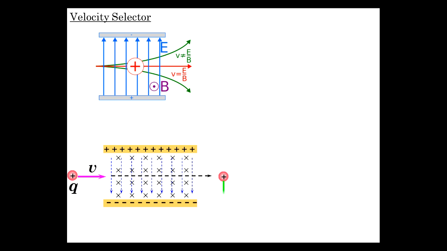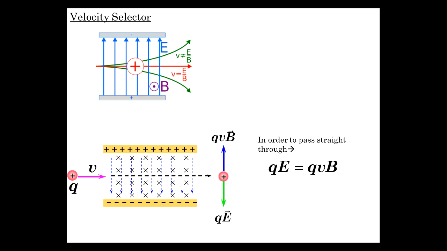So how does that look? Well, the electric field will push down on it, so we have a QE force. The magnetic field: fingers into the screen, thumb to the right, palm is up. So that pushes up on the charged particle with a QVB force. To pass straight through, those have to be equal. The Qs go away, and we have velocity equals E over B.